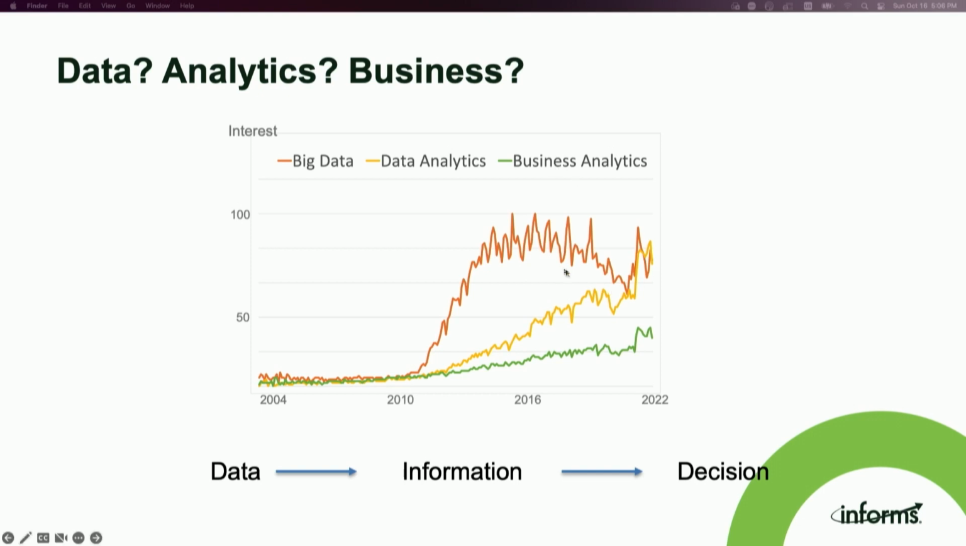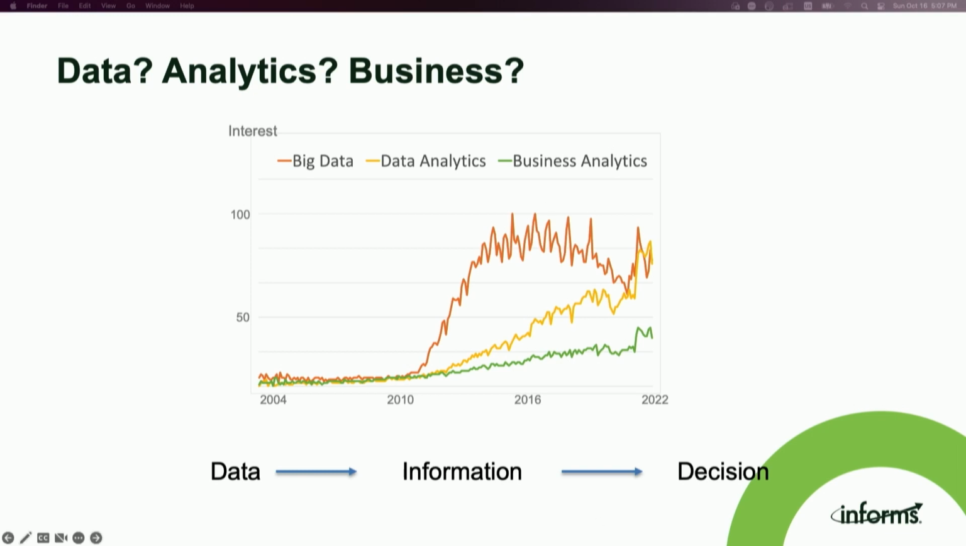Even after the popularity of big data reached its peak, we can still see from the plot that the interest in data analytics continues to draw significant attention. It is because data only has value when you know how to look at the information hidden behind it. And that's why the methods of data analytics become important.